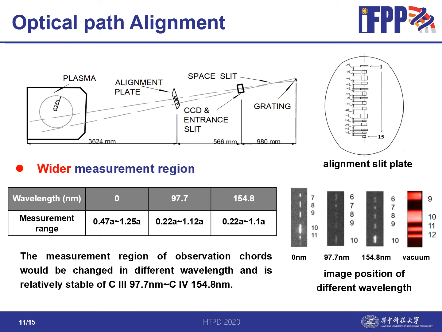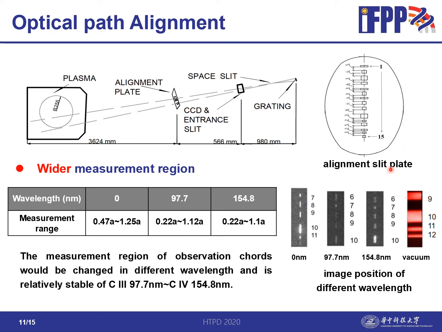The optical path of the system needs to be calibrated after the installation. The detailed design of the alignment plane is shown in this picture. 15 rectangular apertures are opened on the plate and numbered in order. The heights of the apertures and the intervals between the neighboring apertures are designed for easily recognizing the serial number with a partial image. Each aperture and the spatial slit determine a line of sight which passes through a fixed part inside the tokamak.